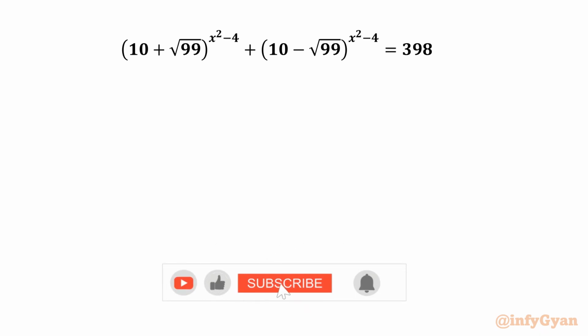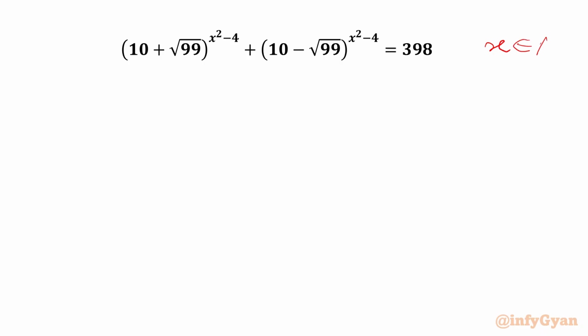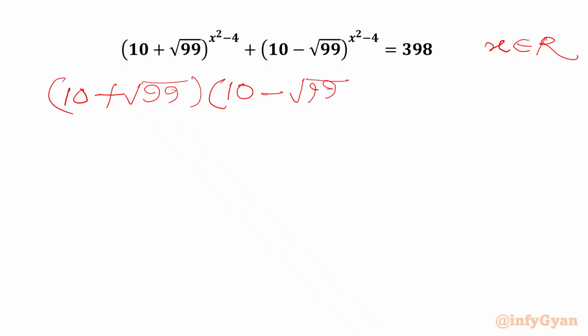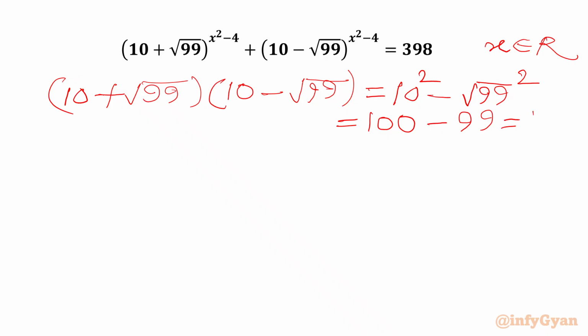Today in this video we are going to solve one very interesting question from exponential equations for the real values of x. So let's get started by considering one product: 10 plus square root 99 with 10 minus square root 99. A plus b times a minus b. We can use the difference of two squares formula and write 10 square minus root 99 square. 10 square is 100. Root 99 square is 99. The value will be equal to 1.